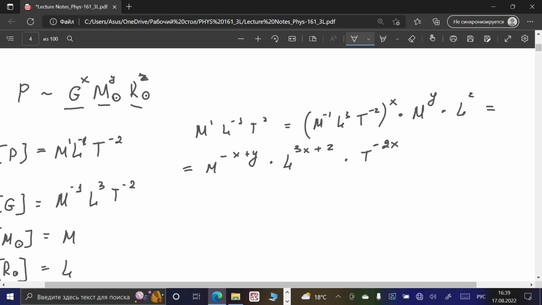So now we have, as we started from the very beginning, MLT on the left side and MLT on the right side. So we have the same set of dimensions, but next to them they have these unknown parameters as powers x, y, and z. And we know that they should be equal to each other.